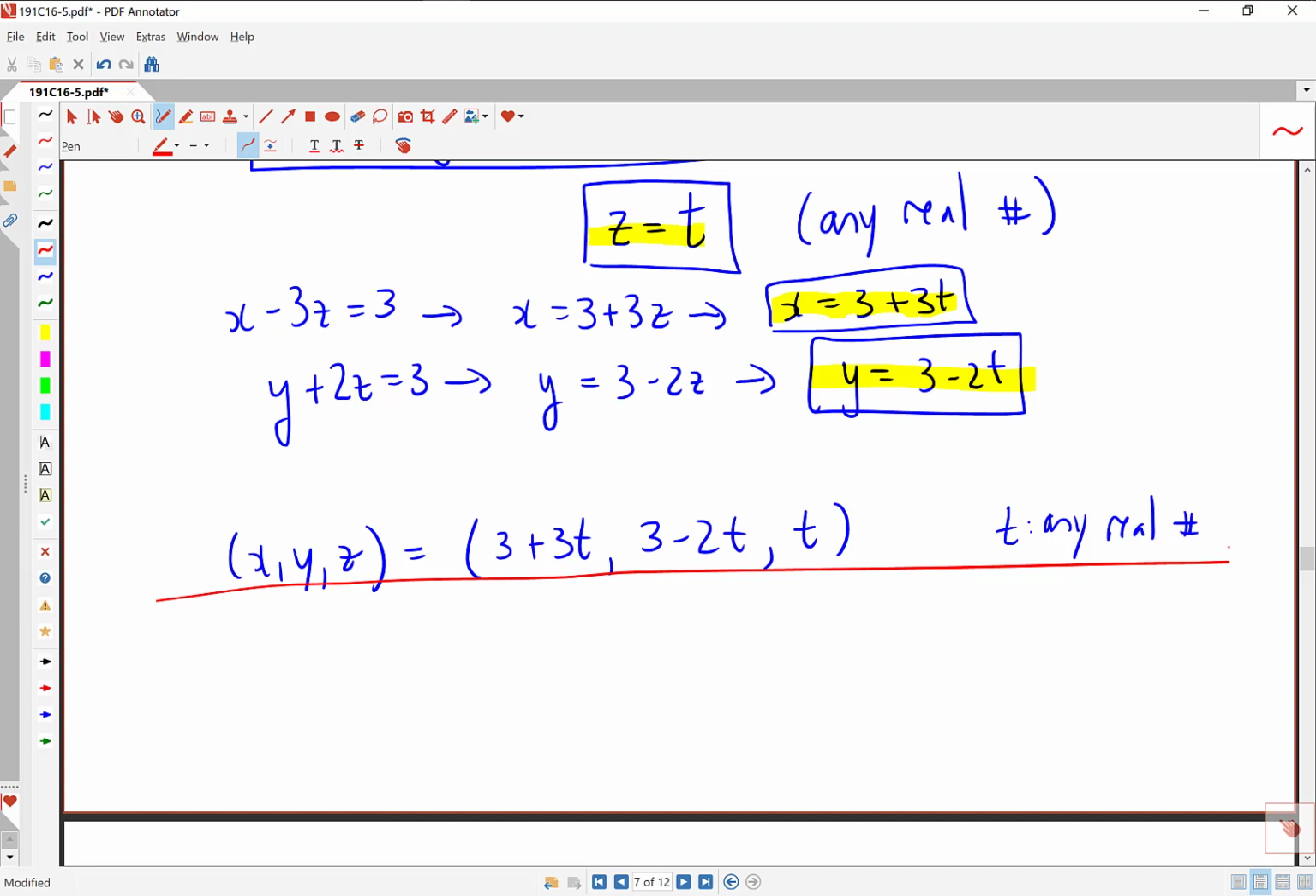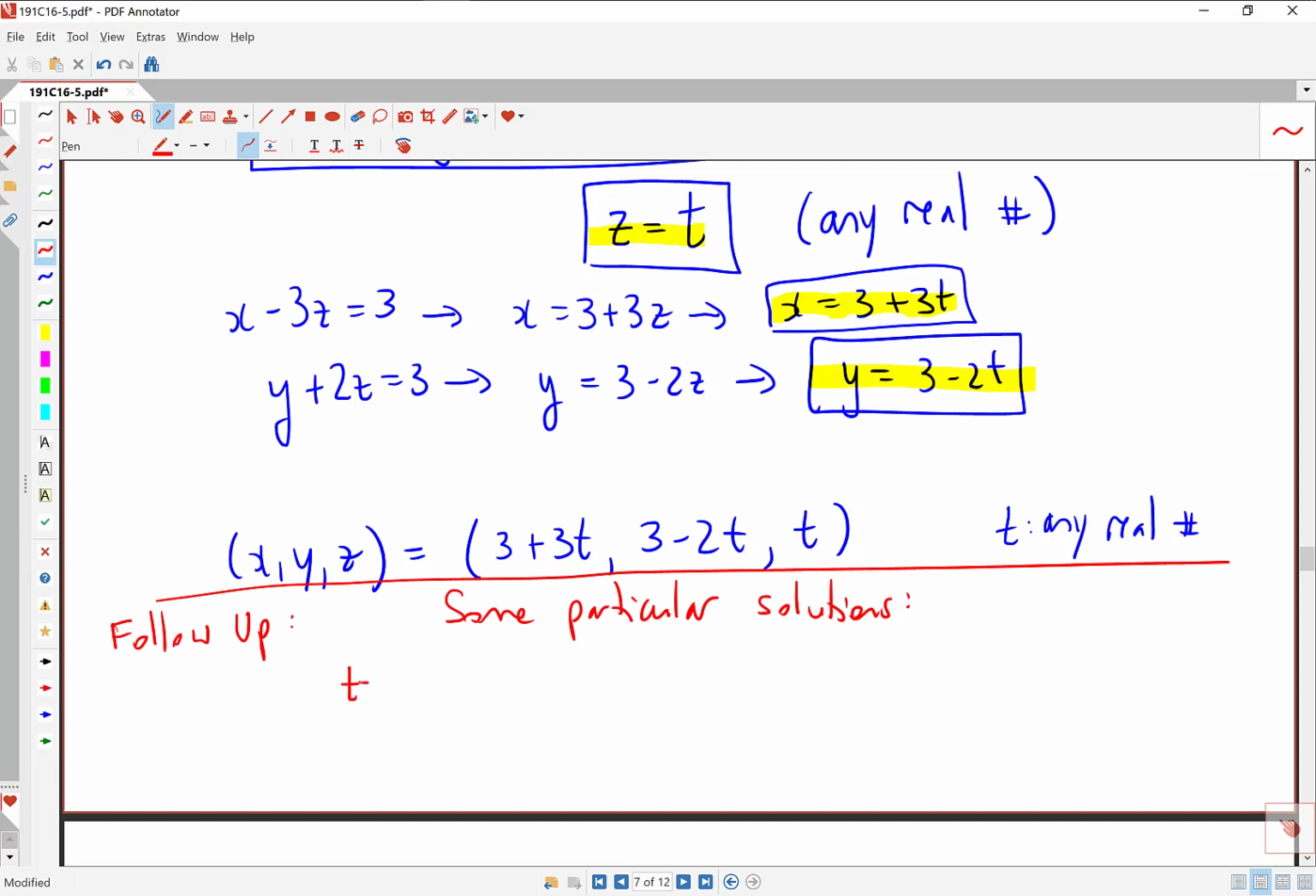Now, just as a follow-up to make sure that we understood what we did here, someone might ask you for some particular solutions. So they might just say, oh, well, I'm trying to solve a physical problem and I don't care about infinitely many solutions. I just want, say, 3 solutions to the system that I know will work. So what you can do is choose any T value that you like.